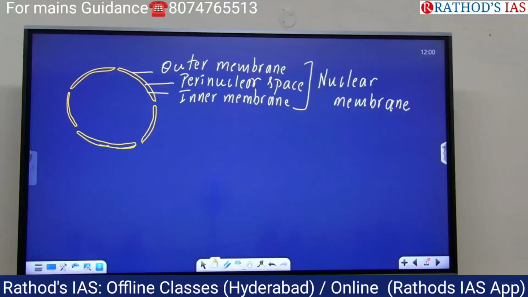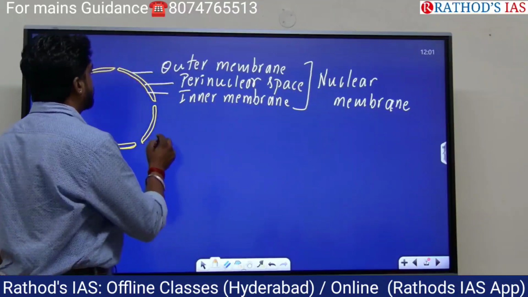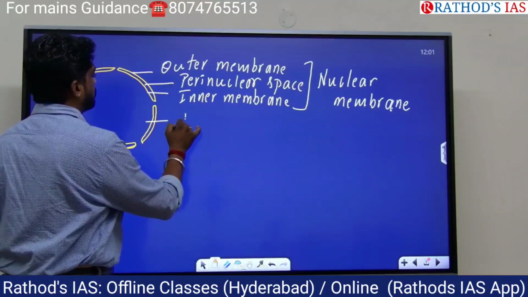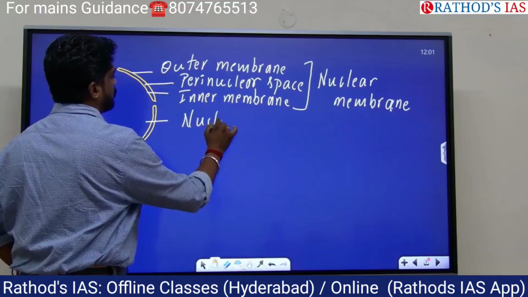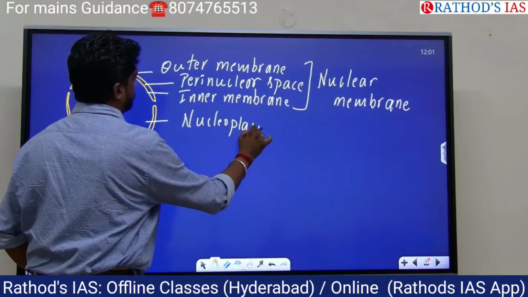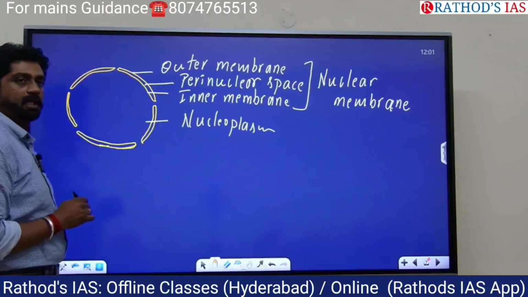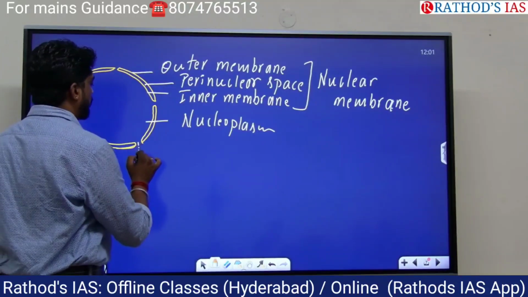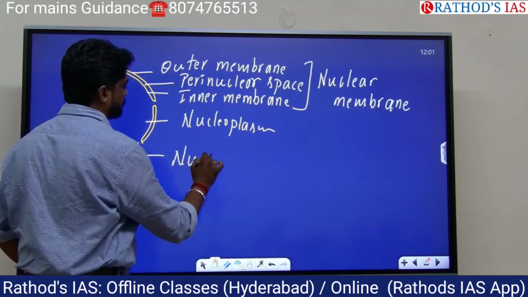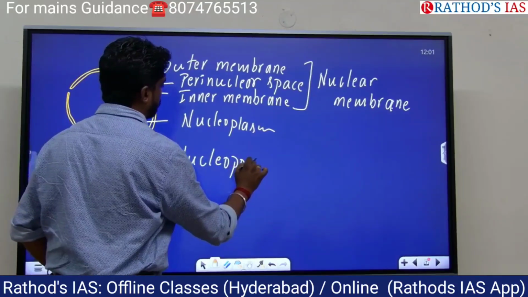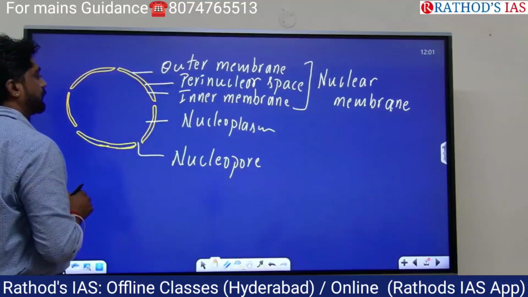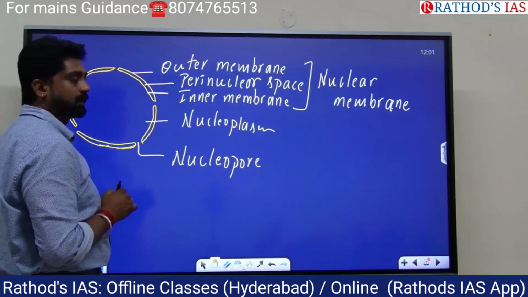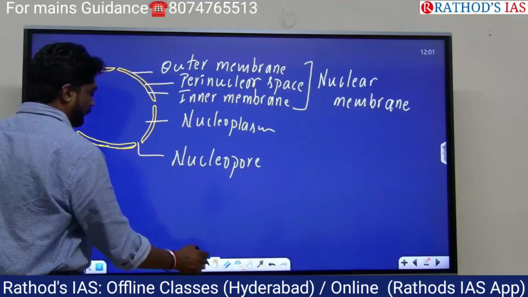So just like within the cell there is membrane and cytoplasm, similarly within the nuclear membrane there is nucleoplasm. There is a fluid like matter called what? Nucleoplasm. And on this nuclear membrane, here and there you can see a gap or an opening, and this is called nucleopore. Clear, guys?